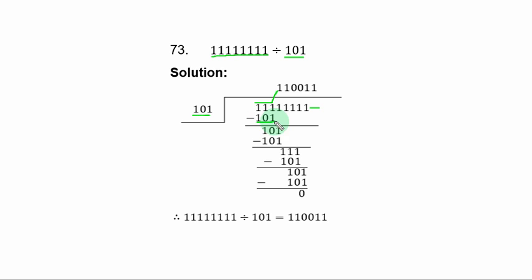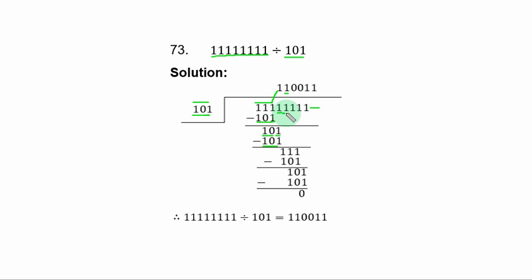If you subtract, you have 10. Now you take down the next digit 1. Here becomes 101. If you divide it by the divisor, you have this 1. When you multiply, the operation is DMS: you divide, you multiply, and you subtract. When you multiply, you have this, and when you subtract, nothing is left.